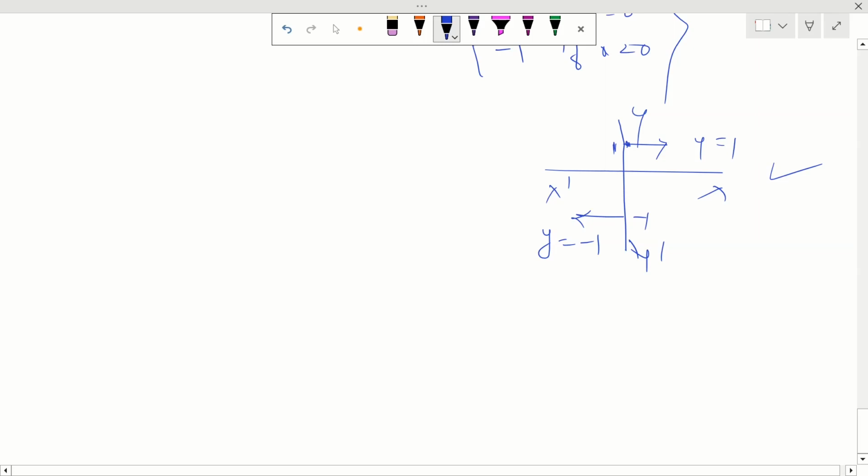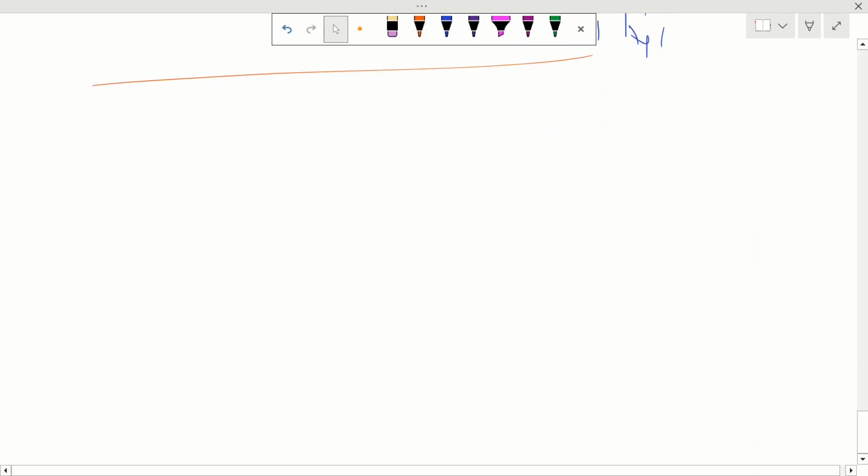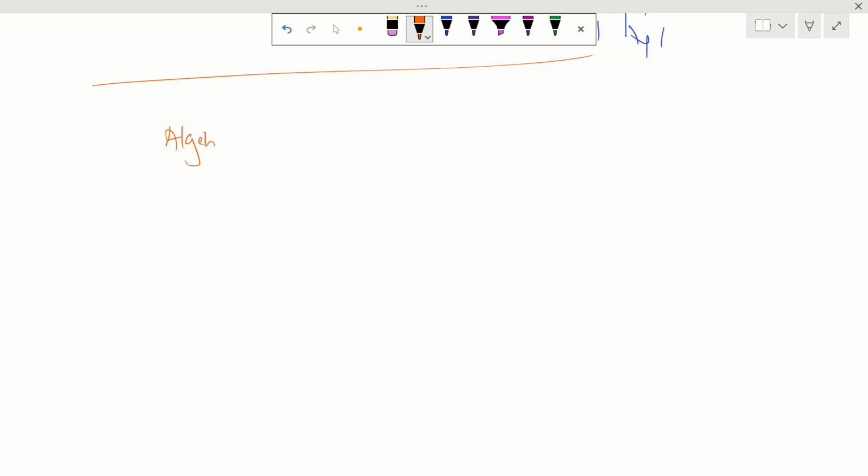Next we'll go to the concept of algebra of real numbers. Algebra of real numbers means we have relations between the functions.